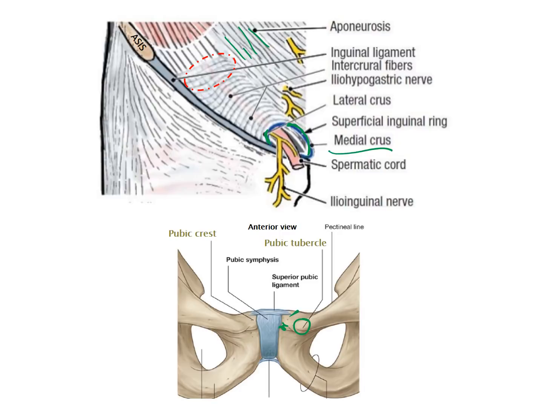In addition, there are also intercrural fibers that arc between the medial and lateral crura. Here are those fibers, the intercrural fibers. These fibers prevent the roof of the inguinal canal from splitting open like a banana. During dissection, you'll be on the lookout for the medial and lateral crura, which define the opening of the superficial inguinal ring.